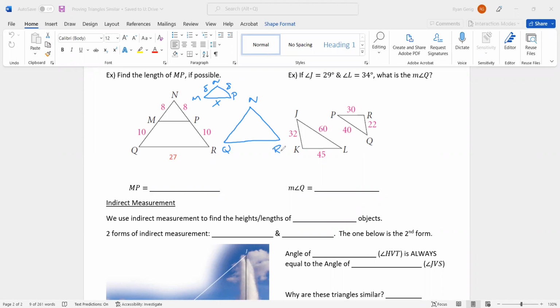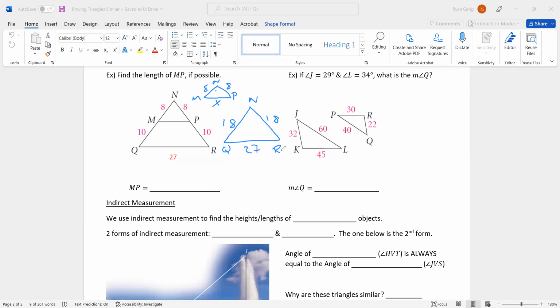Now, what's the side length of NQ? Take a second to think about that. NQ, a lot of people are going to put 10. No, that's MQ. NQ is 8 plus 10, which is 18. Same with NR. Do I have anything else on here that I know? I got 27 down here. It's not really going to help me because I don't know MP, so I can't say side-side-side. I would have to know every single side to say side-side-side.